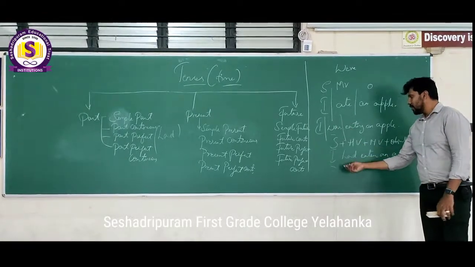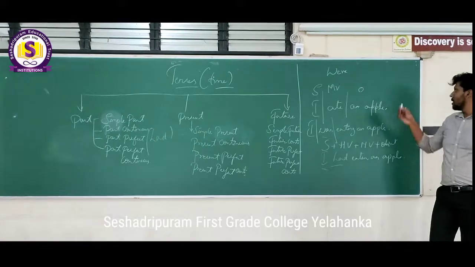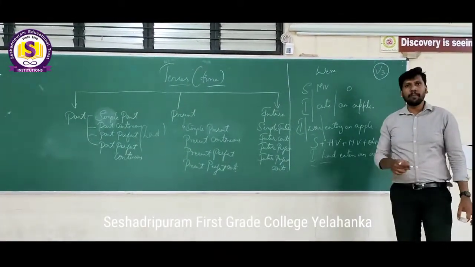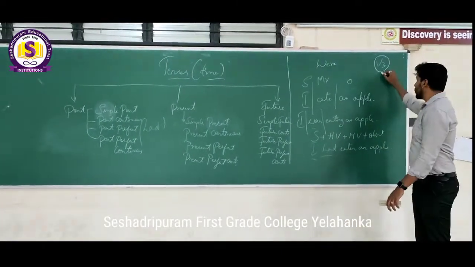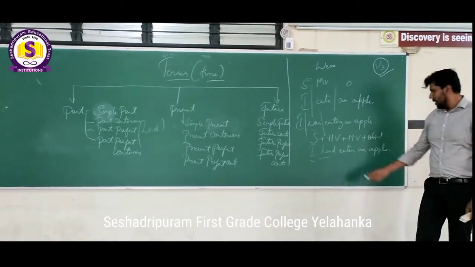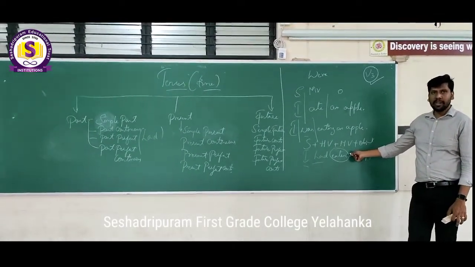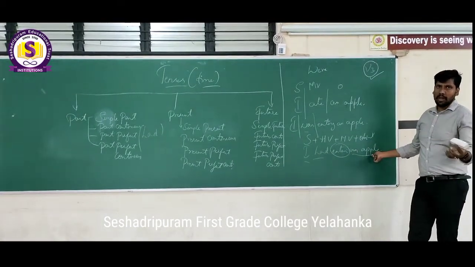I is the subject, had is the helping verb, and you have to use a main verb that takes the past participle form. Eat, ate, eaten. Okay? The third form that we have to take, that is eaten, shows the perfect. I mean, that is past perfect.